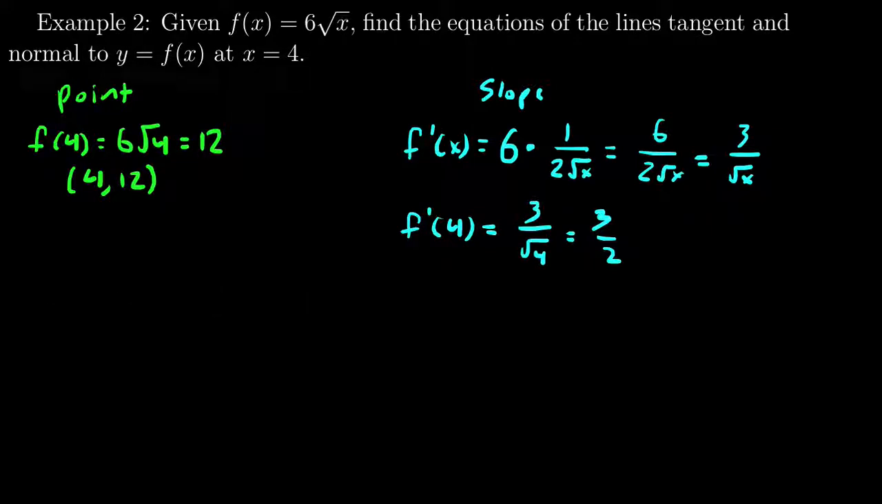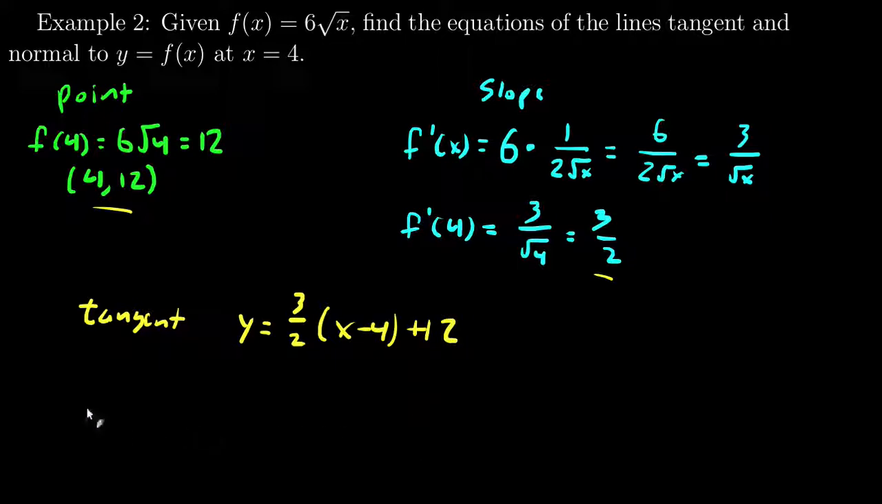And now I have everything I need to actually write these equations. So the tangent equation is just this slope through this point. So y equals 3/2 times (x minus 4) plus 12 in point slope form. And the normal equation is almost exactly the same, except I will use the opposite reciprocal slope to make it perpendicular. So y equals negative 2/3 times (x minus 4) plus 12.